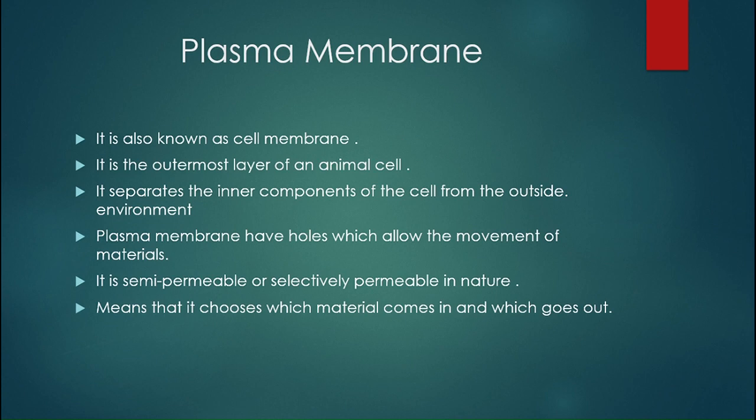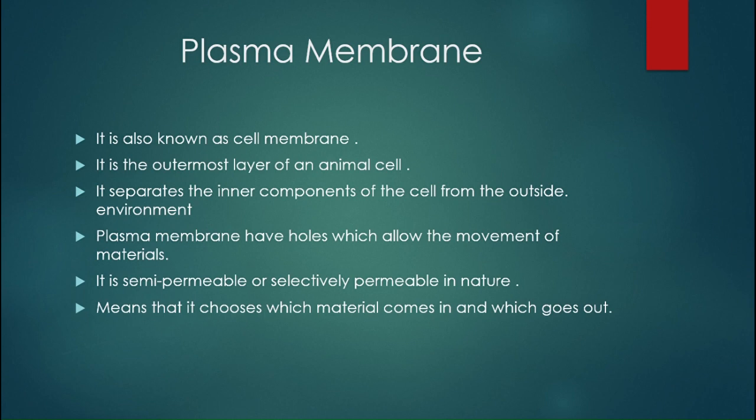Now, what is the plasma membrane? The plasma membrane is also known as the cell membrane. It is the outermost layer of an animal cell. It separates the inner components of the cell from the outside environment. The plasma membrane has pores which allow the movement of material. It is semi-permeable in nature, or selectively permeable, and these words mean that it chooses which things come in and which things go out.